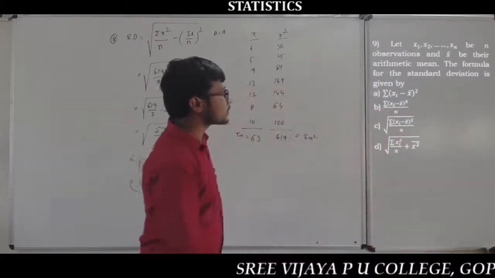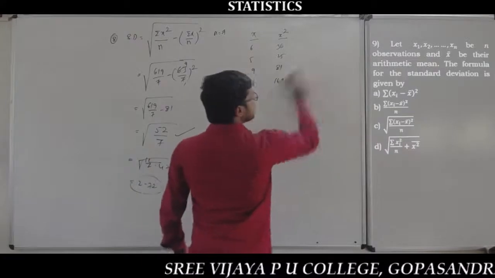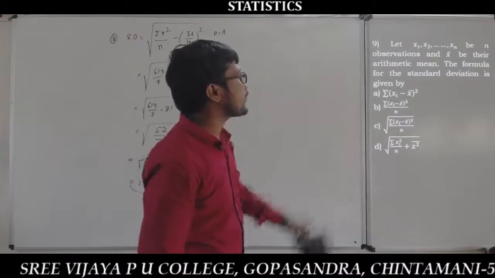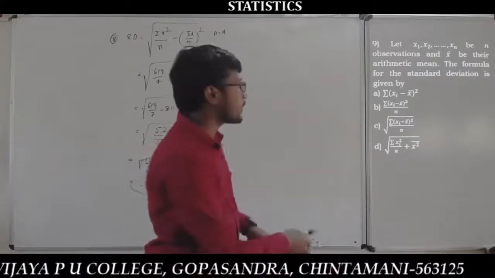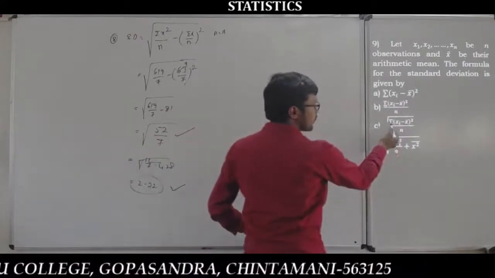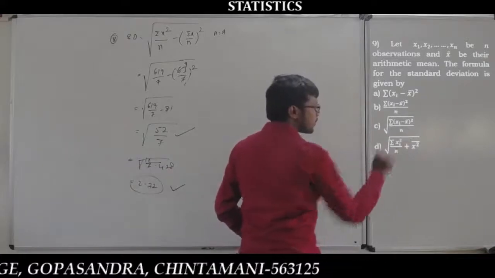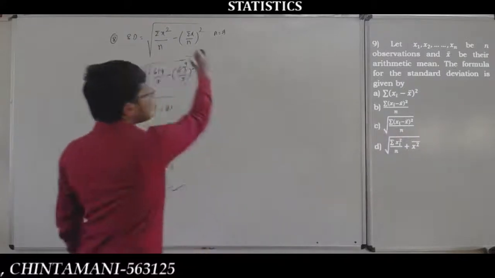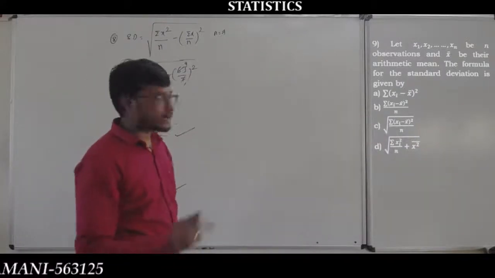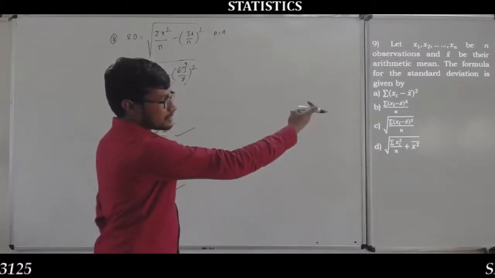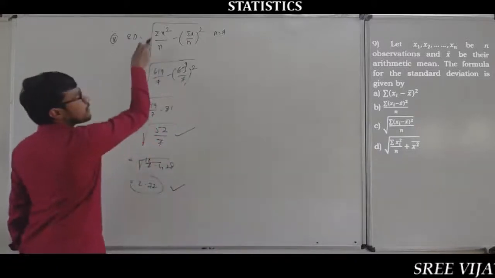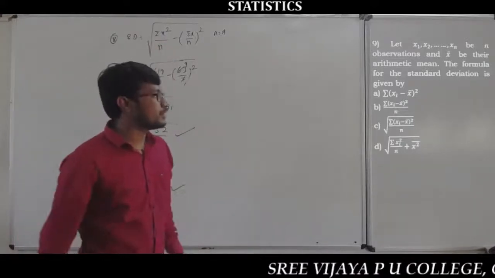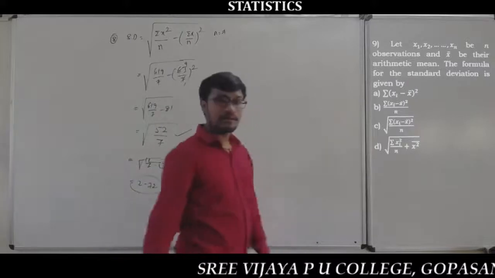Let x1, x2, and so on up to xn be n observations and x bar be their arithmetic mean. The formula for the standard deviation is given by... So already explained, right? The formula for the standard deviation is the square root of summation of xi minus x bar whole square by n. So either you can use this formula or the other formula. Both are the same, don't worry about that. Square root of summation of xi minus x bar whole square by n, or square root of summation of x square by n minus summation of x by n whole square. Both are the same only. So option C for the ninth one.